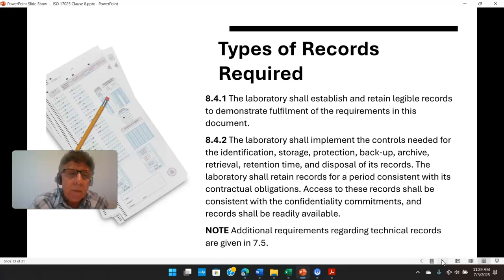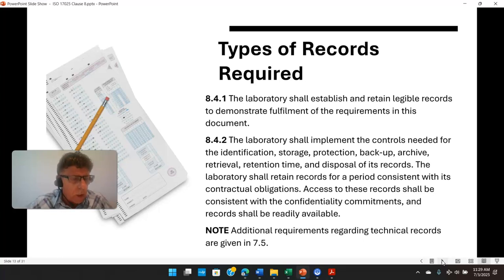The laboratory shall retain records for a period consistent with its contractual obligations. So if your contract with the customer is to keep them for 7 years, then you want to be in alignment with that. You may internally say 10 years, but at least you're in alignment with the 7 years that your customer requires, if that's the case. And access to these records shall be consistent with the confidentiality commitments that we discussed in sections 4.1 and 4.2 of the standard.